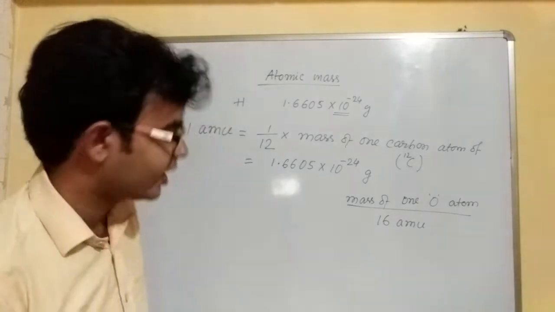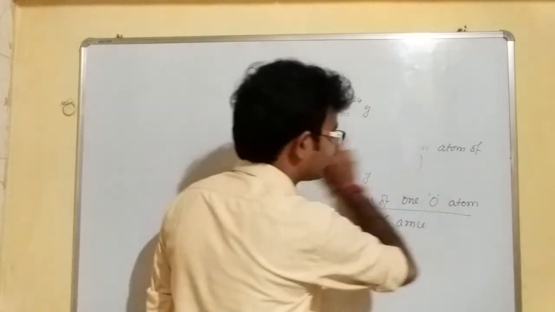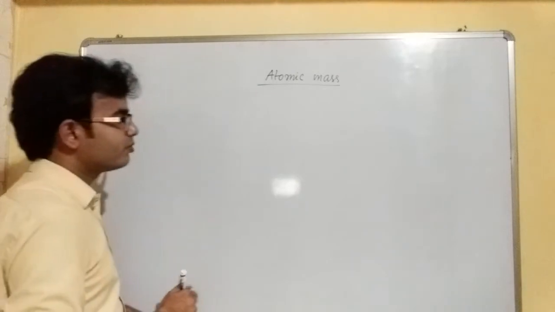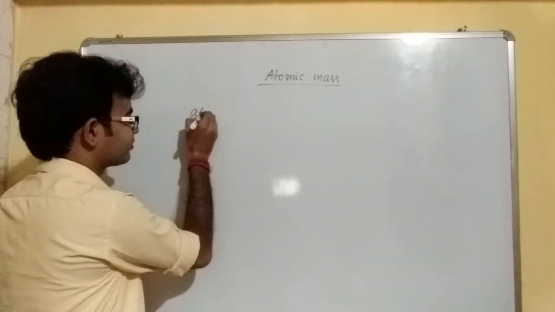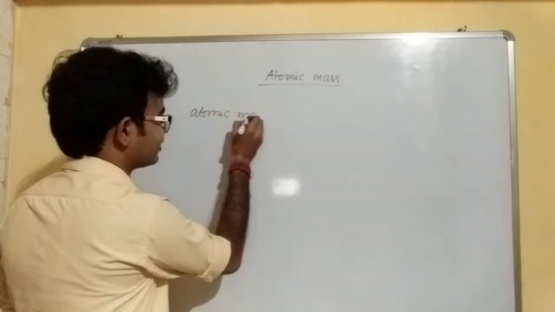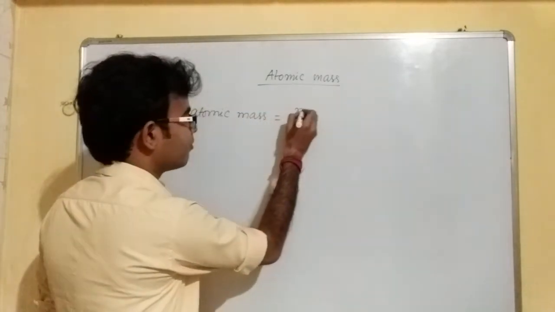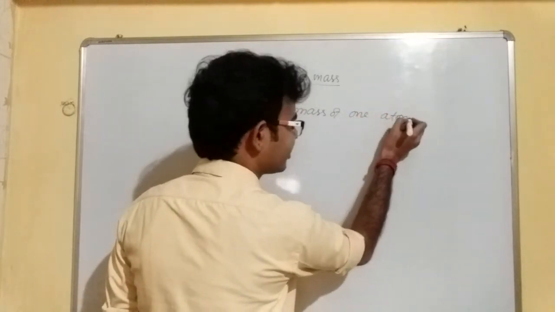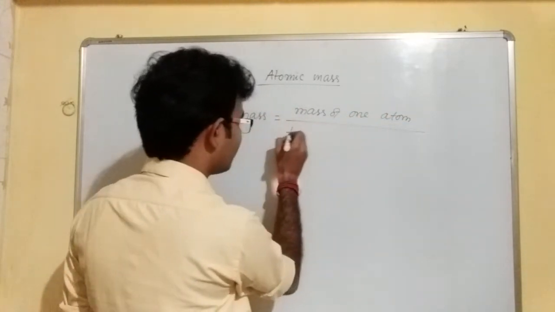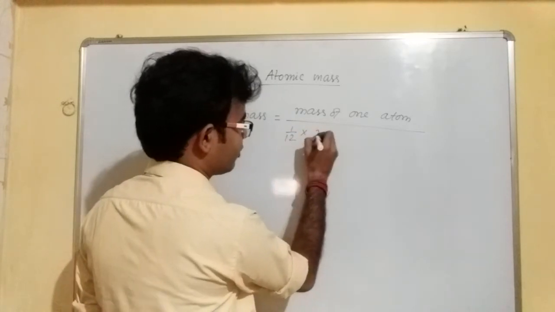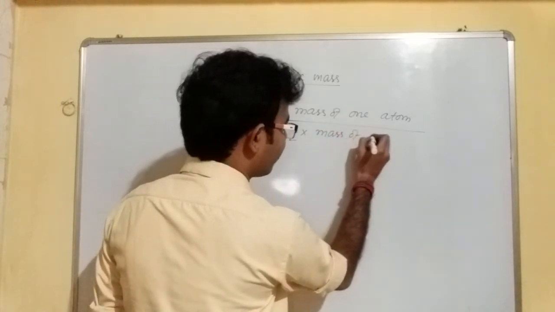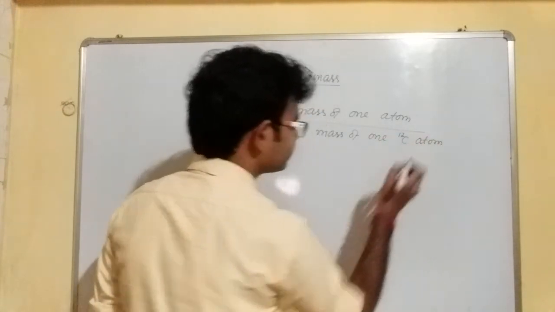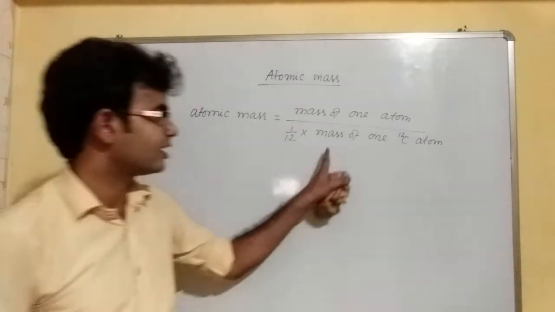So let me discuss atomic mass. Here, atomic mass, remember this value of 1 AMU. Okay. So atomic mass is the relative mass of an atom, that is the mass of one atom of any element divided by 1/12 into the mass of one carbon, meaning C12 atom. Okay. So here it is AMU.